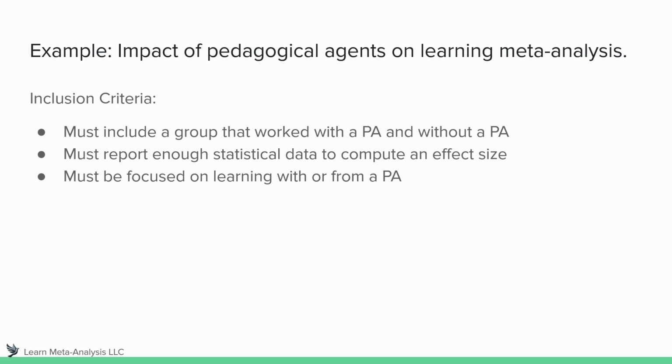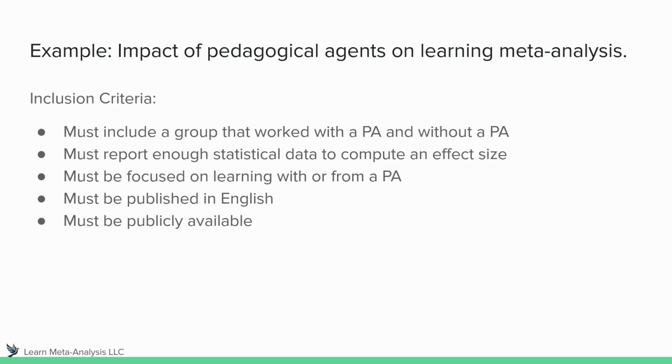Third, the study must be focused on learning with or from an agent. And I know this seems kind of obvious, but from working in this field, I know that there are studies out there that are not necessarily focused on learning. That's not really necessarily what the intention of the study is, but they measure learning in some form or something that could be interpreted as learning. So we might want to have an inclusion criteria like this, that it must be focused on learning with or from an agent. As I was just speaking about in regards to language, I only speak one language, I only read one language, so the studies must be published in English. And it also must be publicly available.